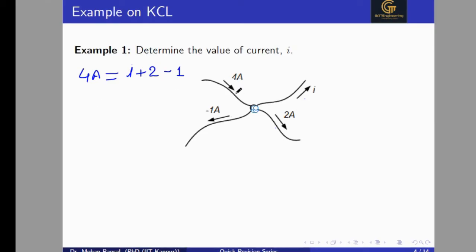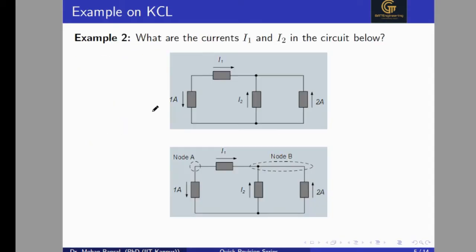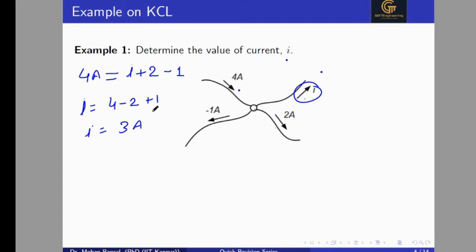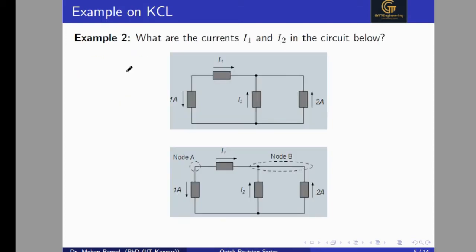So we will find out the value of this I. According to the KCL, what will be the value of I? We'll write I is equal to 4 minus 2 plus 1. That is nothing but 4 minus 2 is 2, plus 1, that is 3 ampere. So you can identify that the current is 3 ampere. Now we will see another example here.